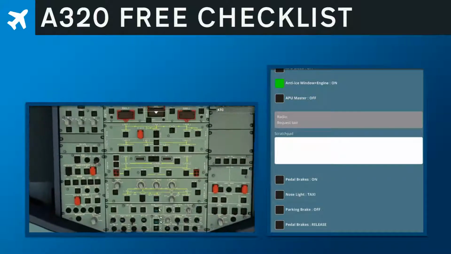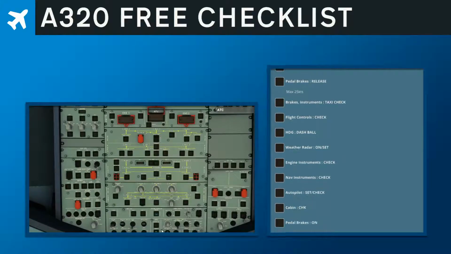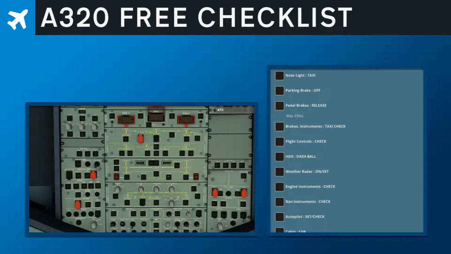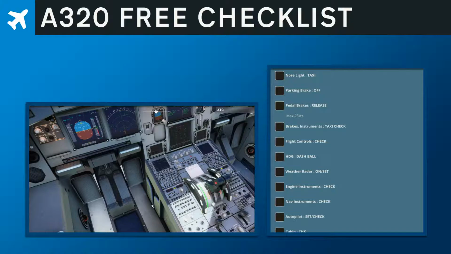So now back to the overhead, and we want APU bleed off and APU master off. So we're now running under our own steam. Okay. What we want to do now is request taxi.